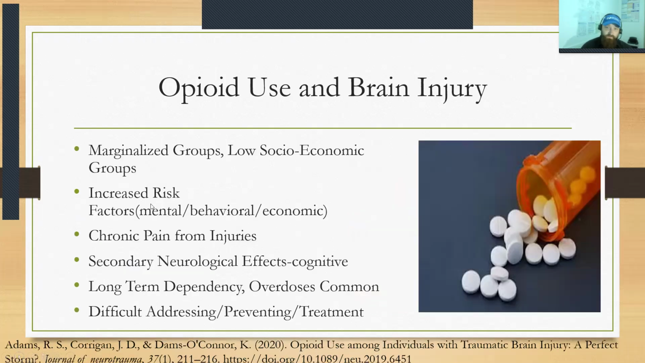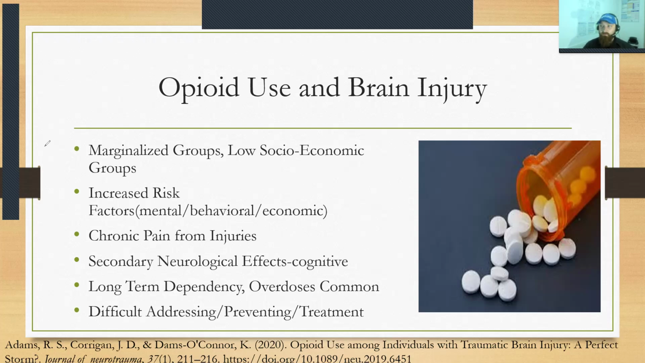So let's start in with the opioids. Now, I've talked about opioids in a previous video. I would recommend that. But we see that this is commonly used in marginalized groups with low socioeconomic status. Now, you might be asking, Jay, why is this important to know? Well, as a brain injury case manager, you have to know your patient population. You have to know the population of the area you are in.